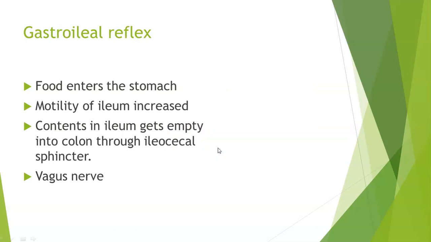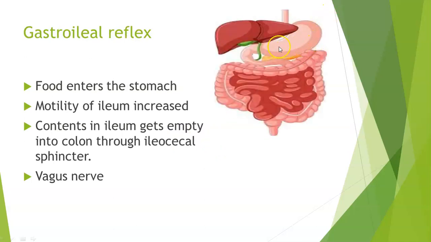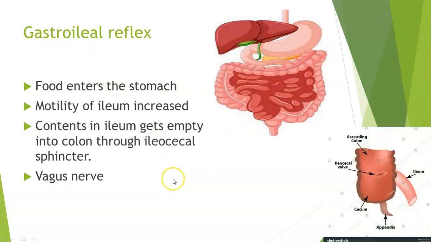Next one is the gastrocolic reflex. When food enters the stomach, the ileum empties the chyme into the colon very quickly, because when fresh food enters the stomach, the small intestine gets ready for the new food to be digested. So the small intestine empties the chyme into the colon through the ileocecal sphincter. This is called the gastroileal reflex.